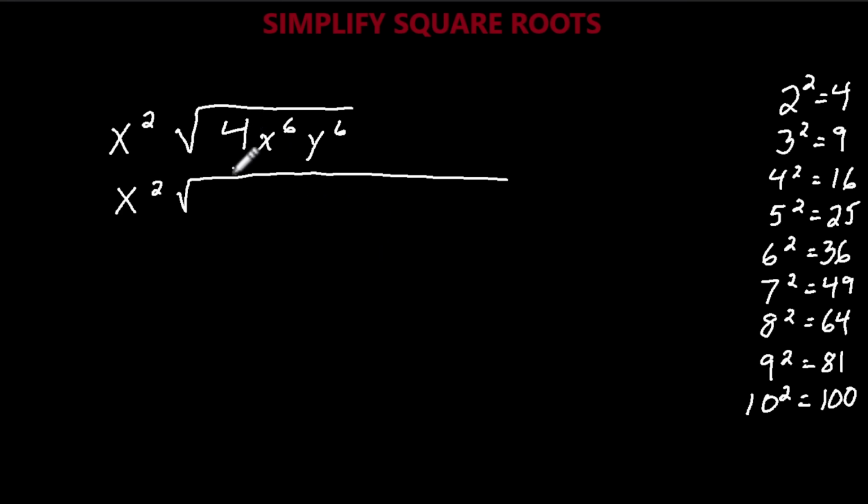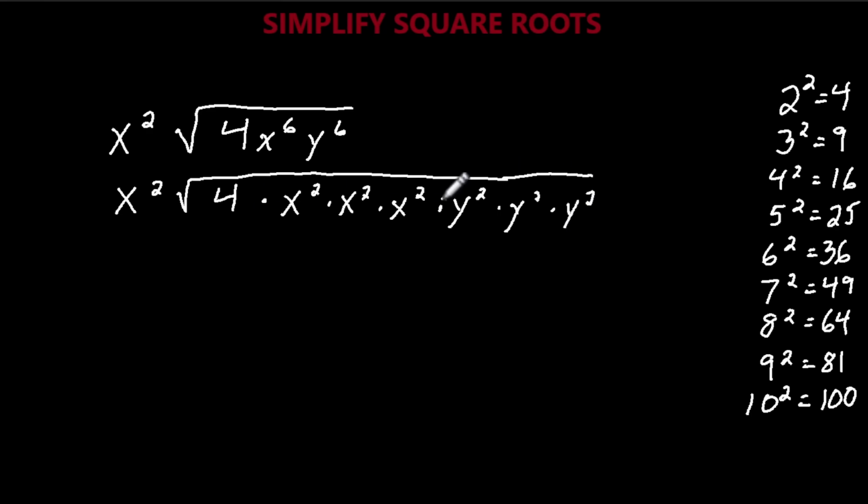So what I have under here, square root of 4 is a perfect square. And then the x to the 6th power is x to the 2nd times x to the 2nd times x to the 2nd. And then the y is the same thing, y squared times y squared times y squared.